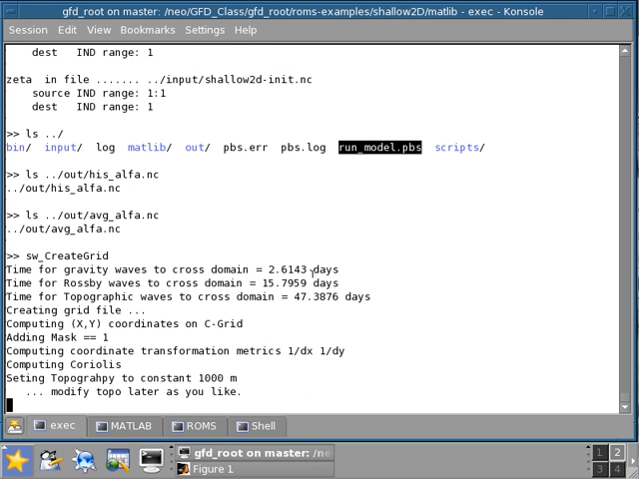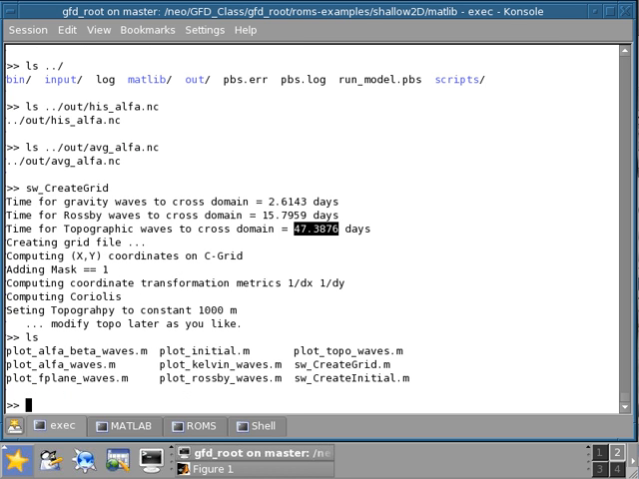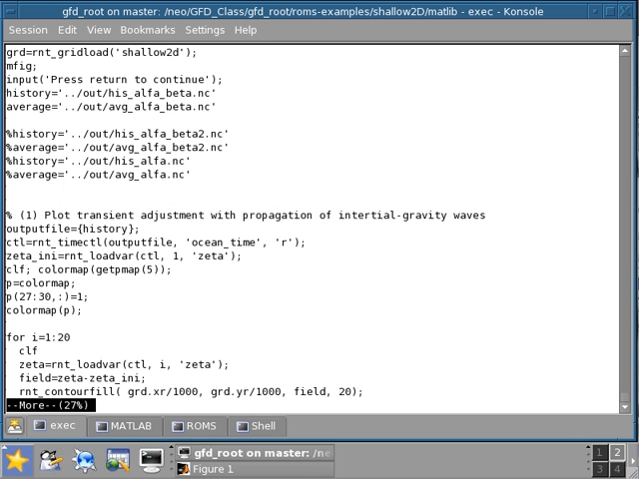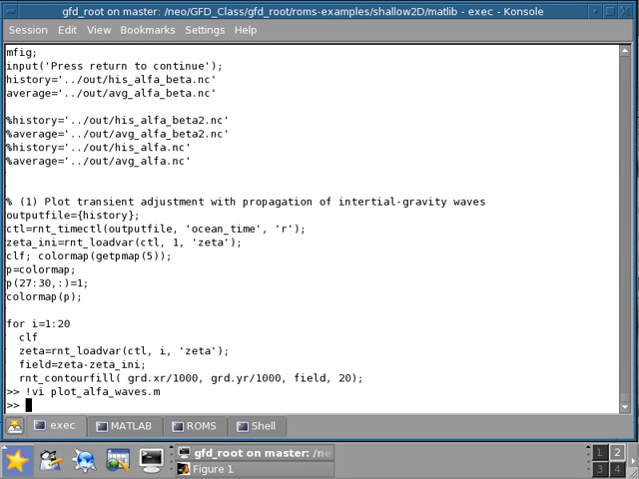But with the parameters that I set here, the speed of this topographic wave is actually going to be slower than the Rossby wave, and it's going to be about 47 days. Okay, so we should see these waves move slower than we saw for the Rossby waves. Okay, so once again, we can plot the solution by using this plot alpha. Okay, F12. Let me just edit this one second because I only want to plot the alpha solution, which is down here. So I'm going to comment these lines. So the history file is his underscore alpha and average G underscore alpha. Okay, so let's plot that, the alpha waves.